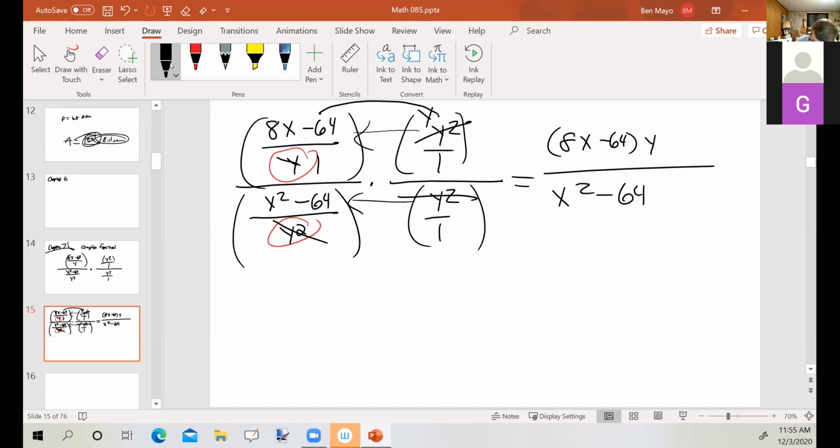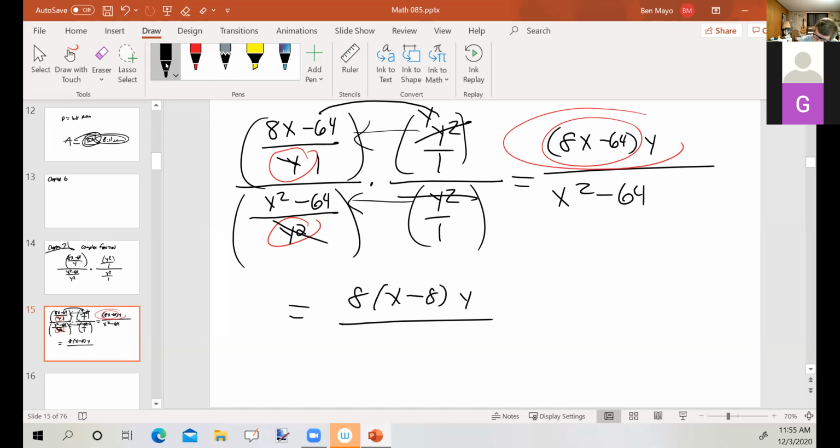Yes. Now, I can factor an 8 out of that binomial. So I'm going to get 8 times x minus 8 times y. And on the bottom, that's the difference of two squares, x plus 8, x minus 8. So now those common factors reduce out, and I'm left with 8y over x plus 8. You all right with that? Yes. Do you want another example, or shall we go on? I'm fine, I'm good.